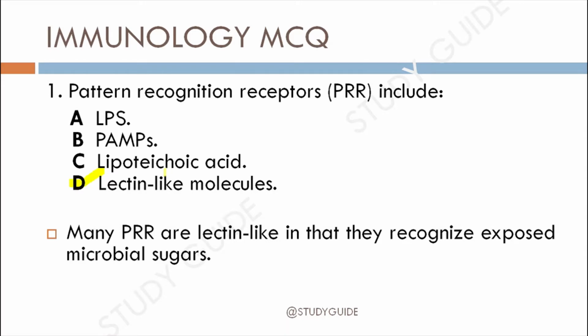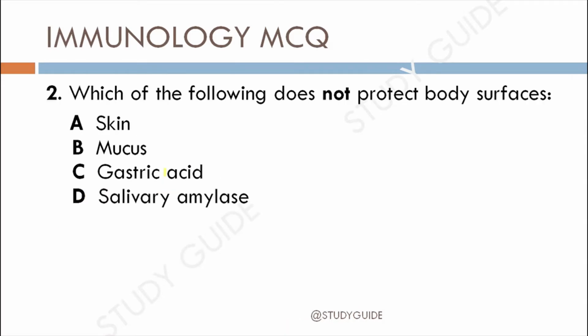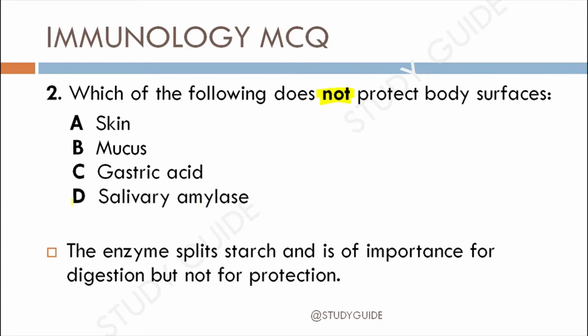Okay, let's move toward the second question. Which of the following does not protect the body surface? Please note the word "not" here. Your options are skin, mucus, gastric acid, or salivary amylase. What do you think? The correct answer is option D, because salivary amylase is an enzyme that splits starch, and is important for digestion but not for protection. So our answer is option D.